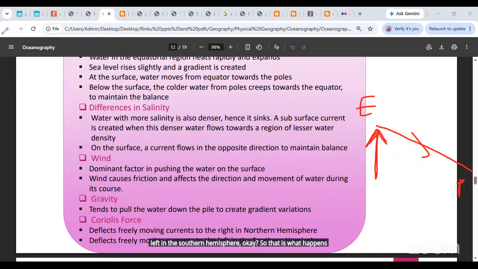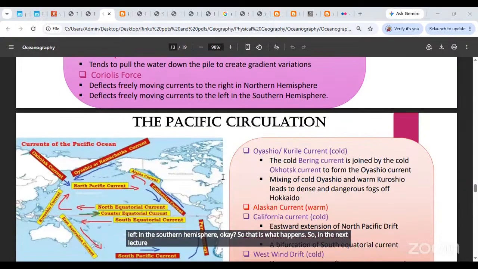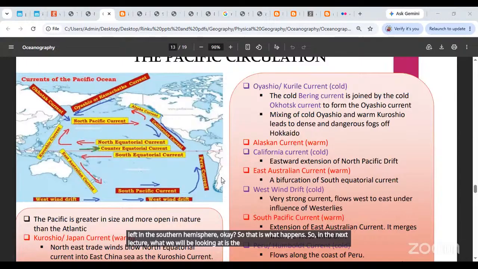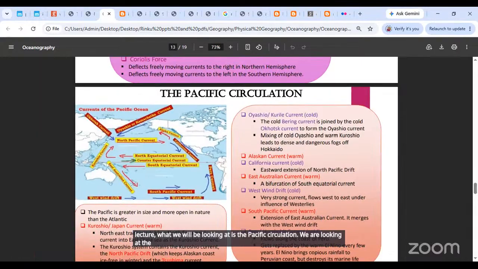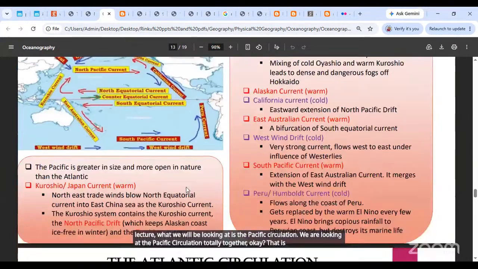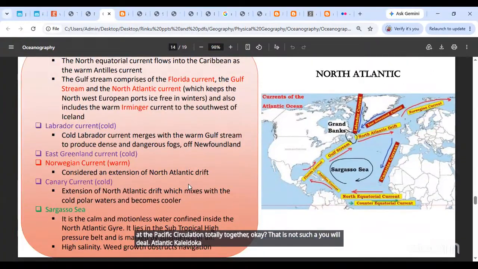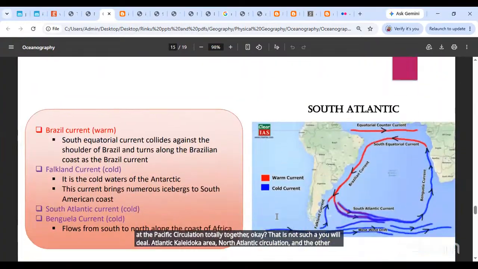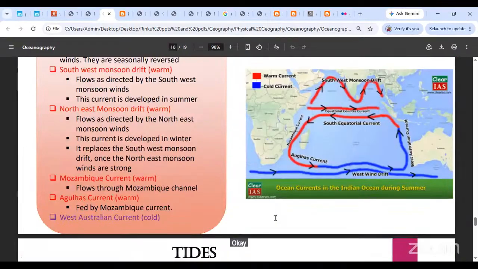So in the next lecture, we will be looking at the Pacific circulation. We will look at the Pacific circulation totally together, which is not such a huge deal. For the Atlantic, we will do two, one North Atlantic circulation and the other the South Atlantic circulation. And lastly, we'll do the Indian Ocean circulation.